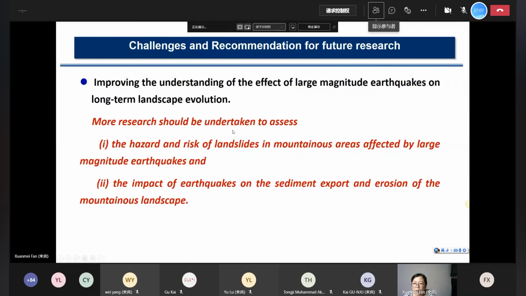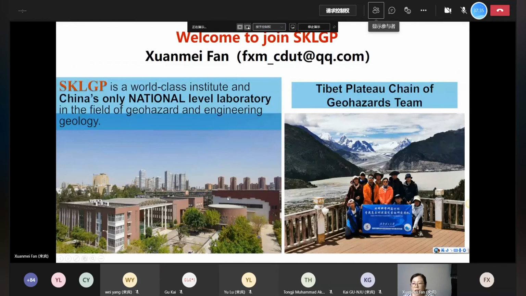And then the other thing is trying to create a better model to understand hazard and risk evolving after the earthquake, and trying to apply it in different regions. And for the long-term impact, we need to create a model together with the geomorphic evolution, trying to understand how sediment transport affects the long-term landscape evolution.